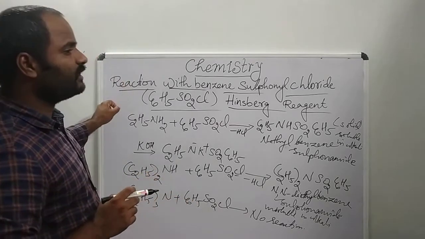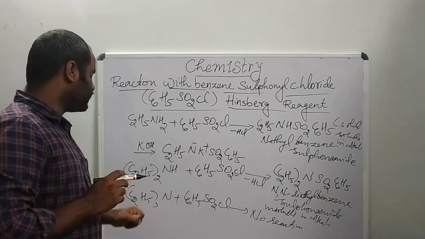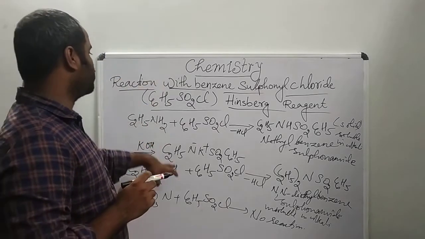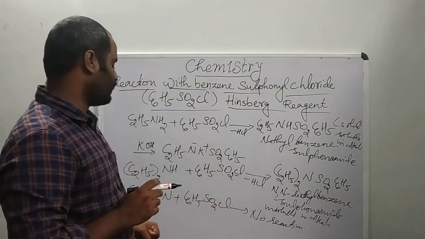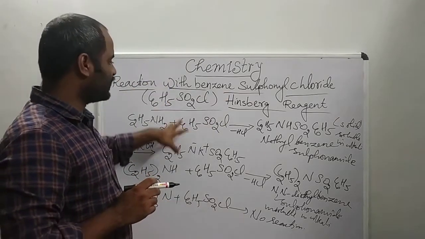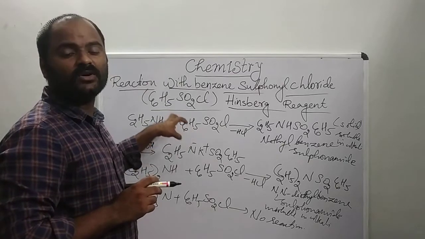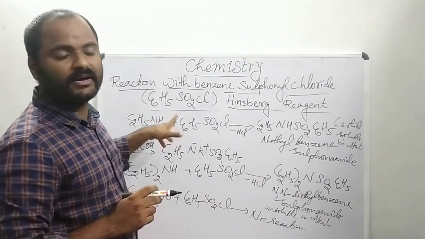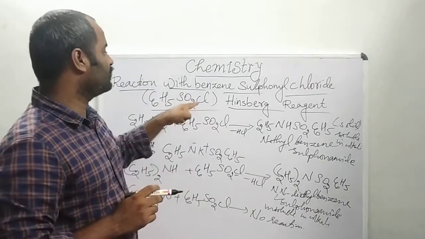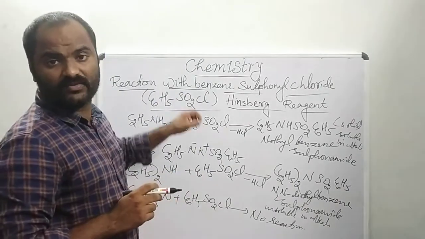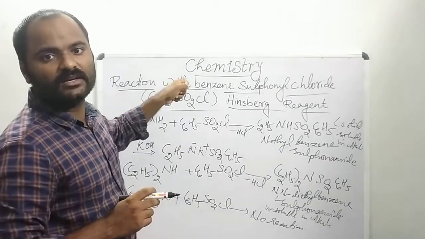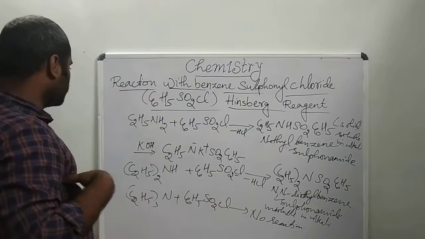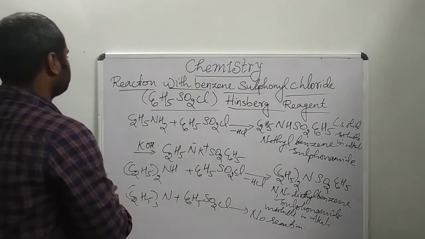So primary, secondary, and tertiary amines can be distinguished by this method with benzene sulfonyl chloride, or mixtures of primary, secondary, or tertiary amines can be separated by using this reaction with Hinsberg reagent. This is a very important question in your CBSE board examination. Then let us move on to the next reaction.